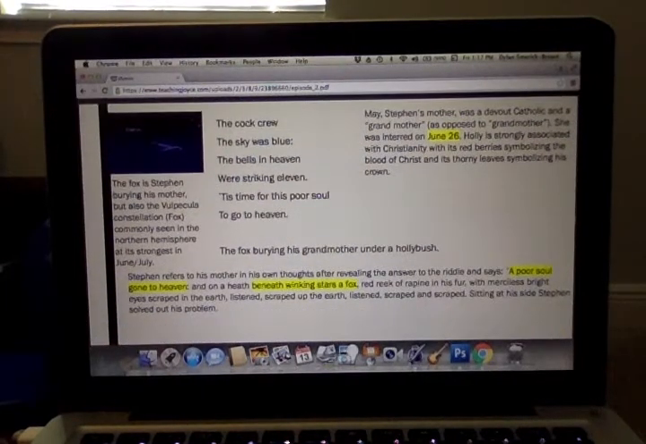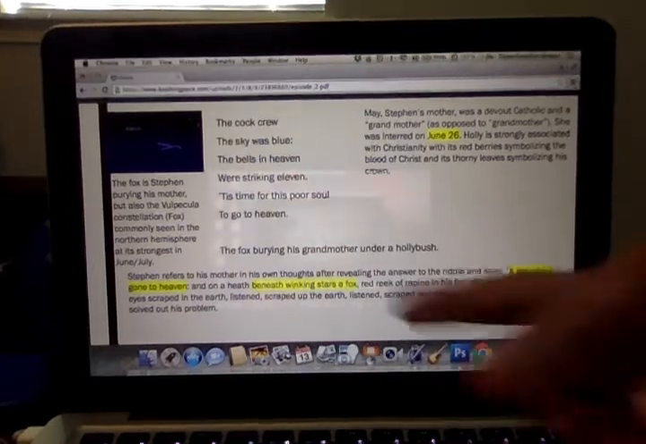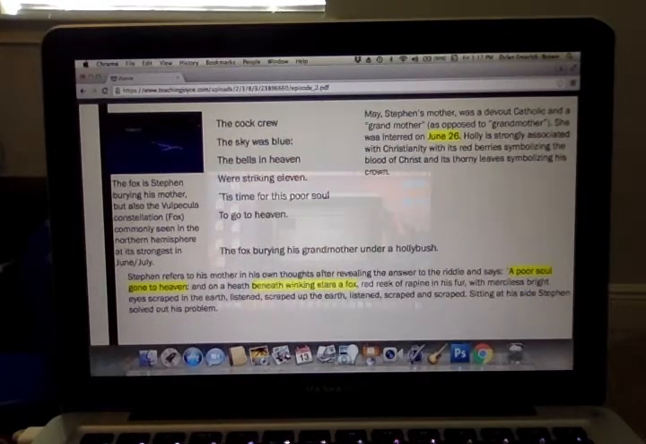Here is hopefully where it all starts to come together. So, fingers crossed. Up here, May, Stephen's mother, was a devout Catholic and a grandmother, as opposed to grandmother. She was interred on June 26. Holly is strongly associated with Christianity, with its red berries symbolizing the blood of Christ and its thorny leaves symbolizing his crown.